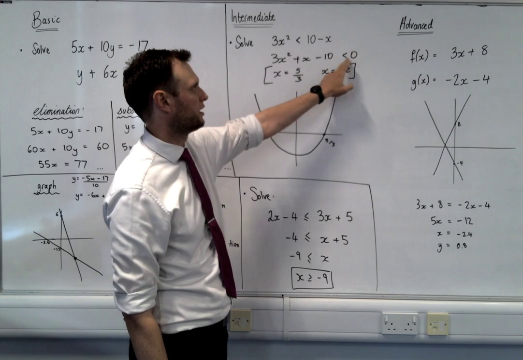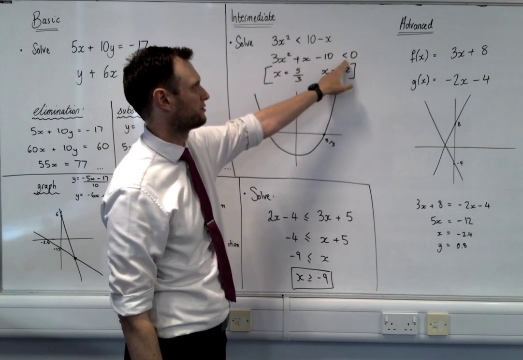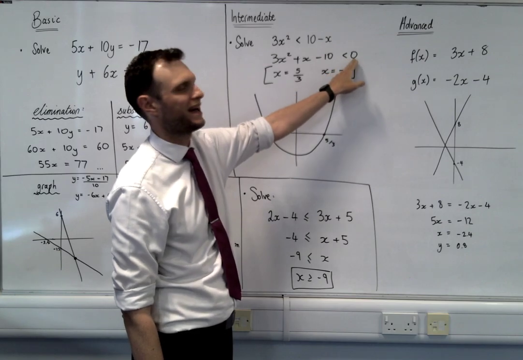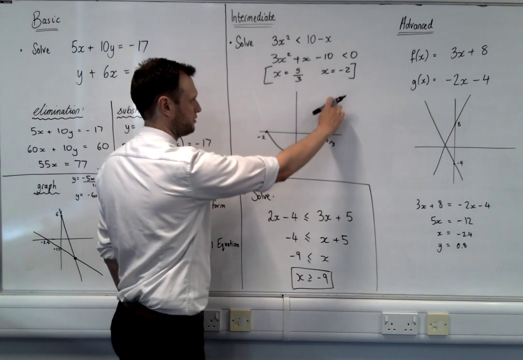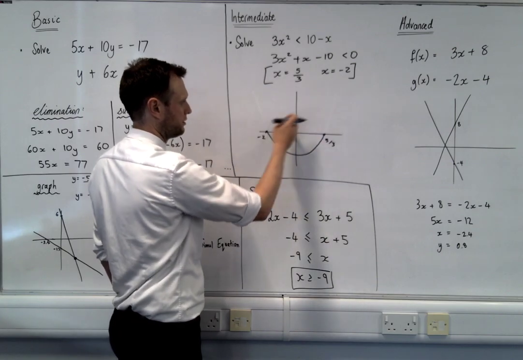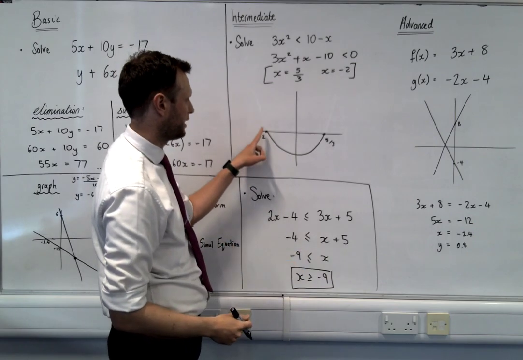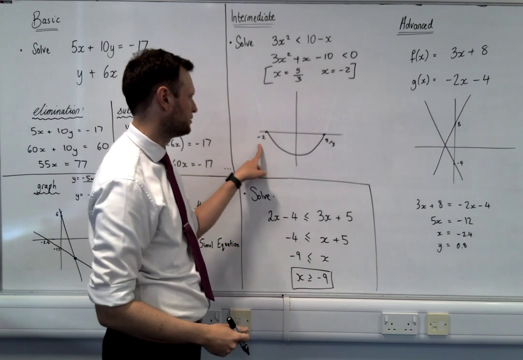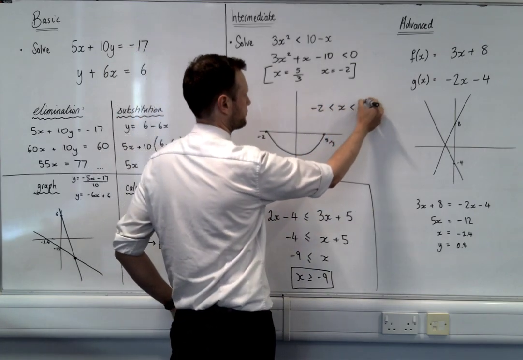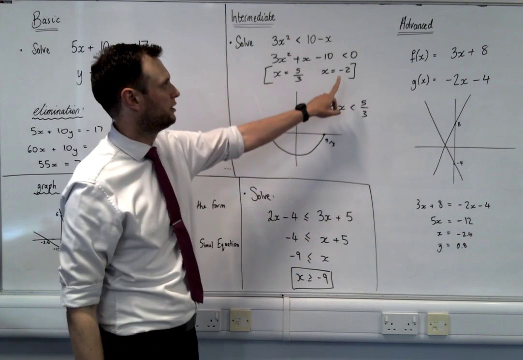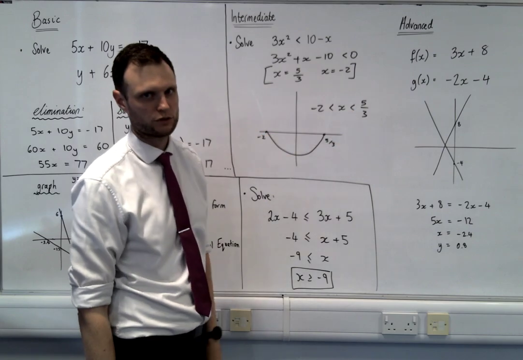When it becomes a quadratic inequality, we're just looking at the x values which give a y value less than 0. So forget anything which is above the x-axis, because that is greater than 0. What we're left with is just any x values between -2 and 5 over 3. If this was to say less than or equal to, obviously you put less than or equal to signs here.